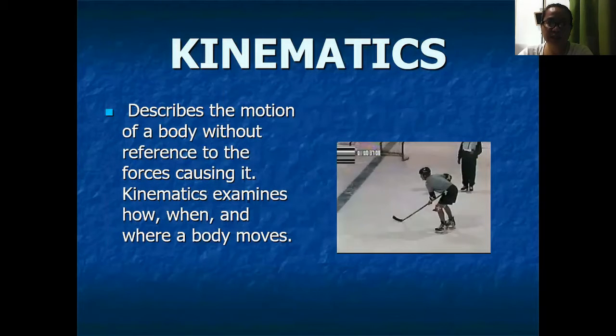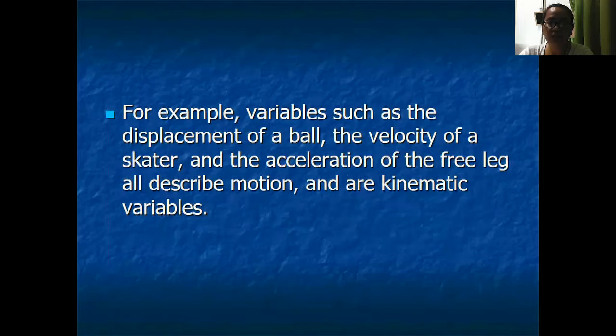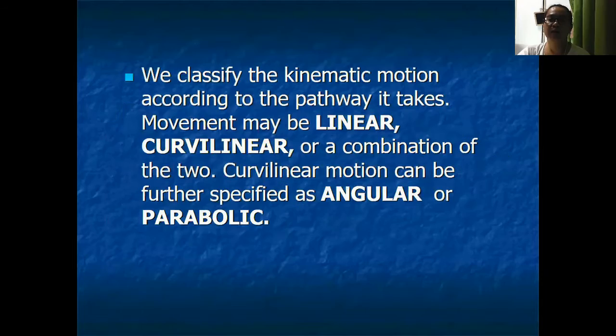So when you say kinematics, this describes the motion of a body without reference to the forces causing it. So kinematics examines how, when, and where the body moves. For example, variables such as displacement of a ball, the velocity of the skater, and the acceleration of the free leg all describe motions and are kinematic variables.